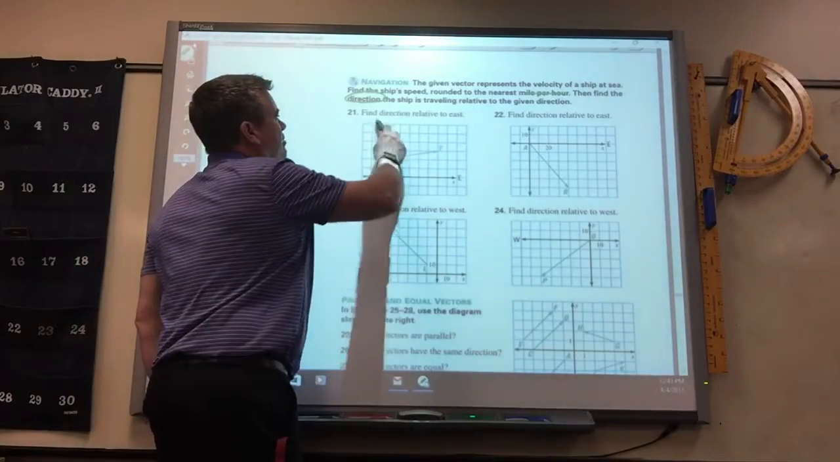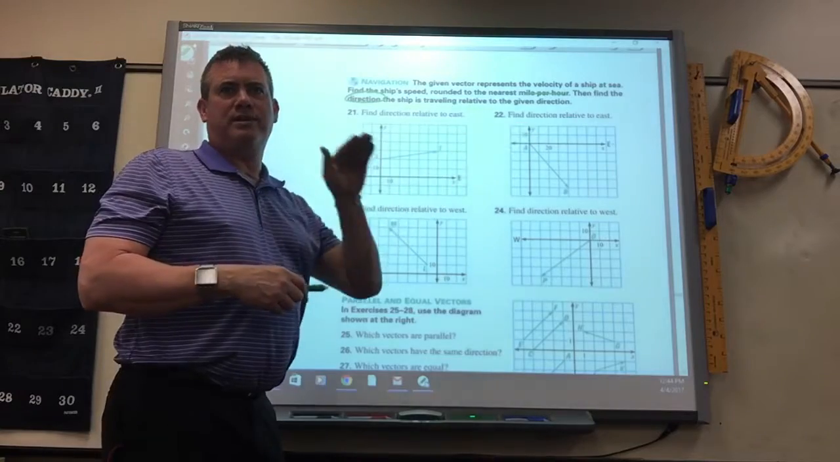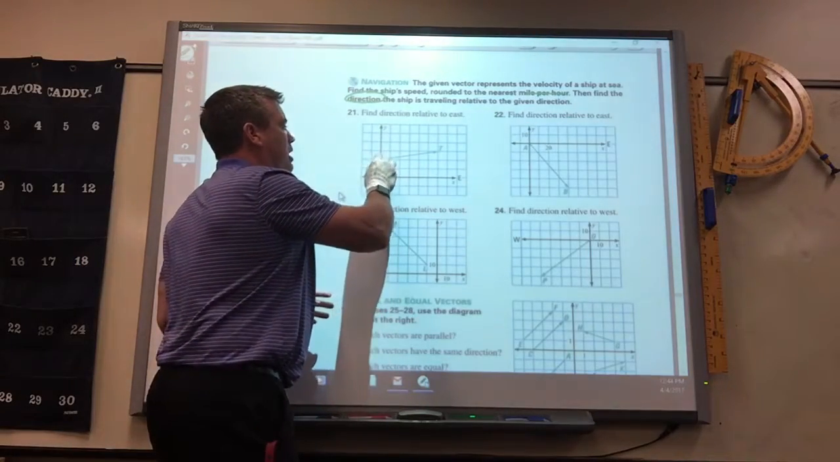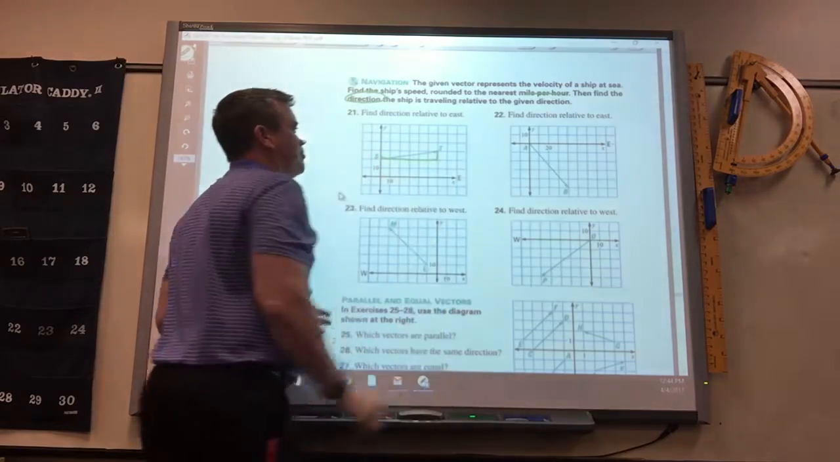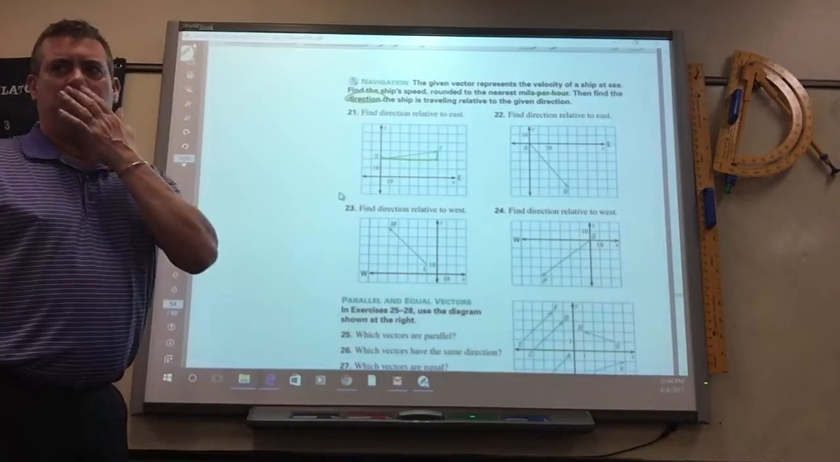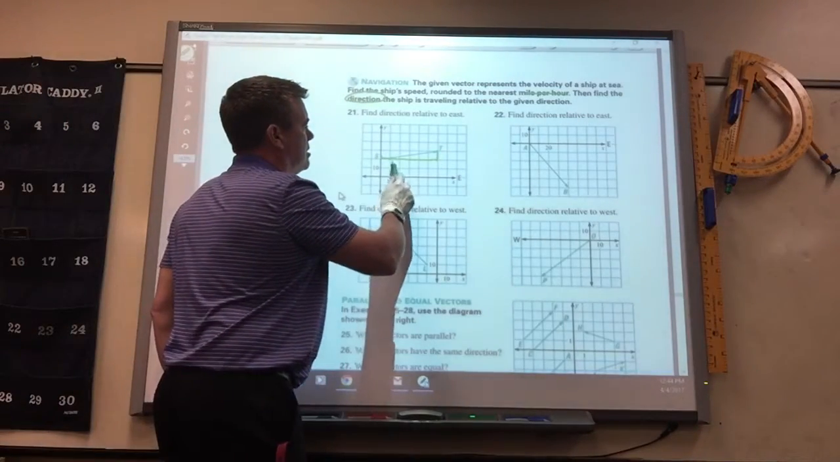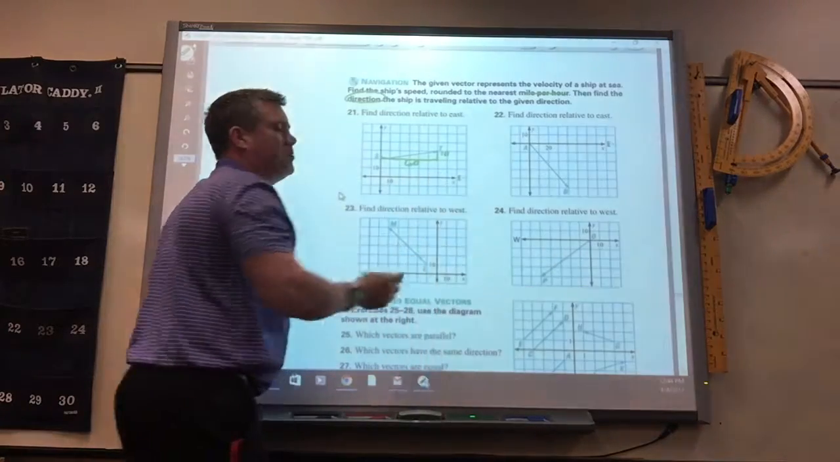So, they give you here the direction relative to east. It's always relative to the horizon. So, when you're finding the direction, you start at your starting point, you go straight out, and then up. So it forms a right triangle. This distance is 60. This distance is 10.